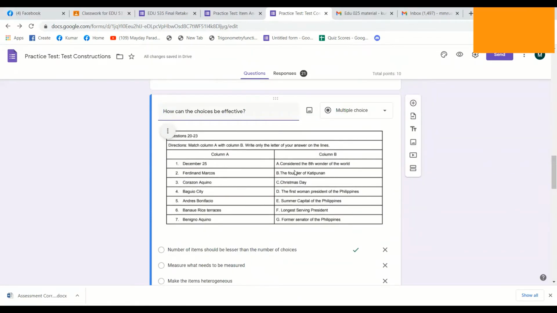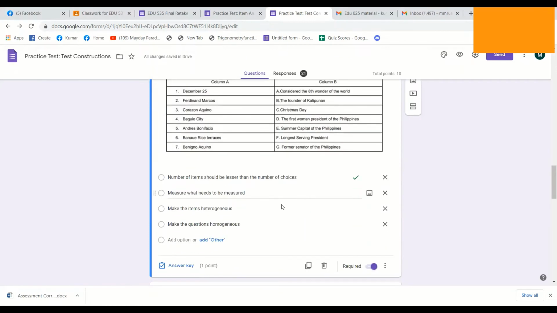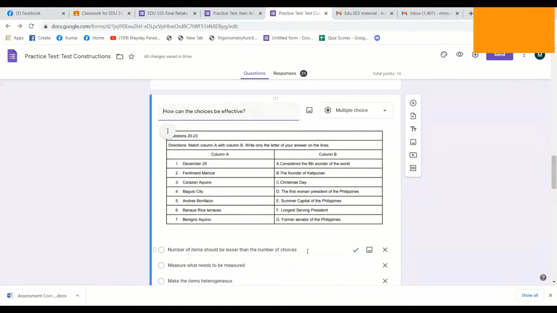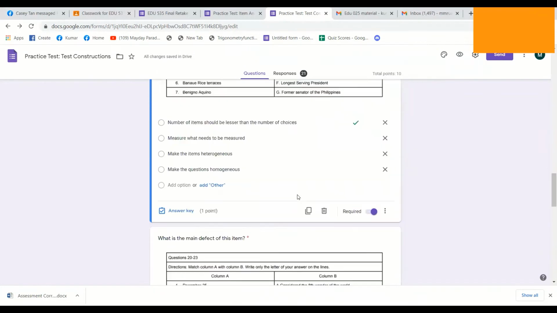Number three is that if you're going to make the choices effective, there should be more options. No? So there should be more options, and I guess that is found here. So therefore, it's letter A. The number of items should be lesser than the number of choices, or the number of choices should be more than the number of items. So letter A is the answer here.